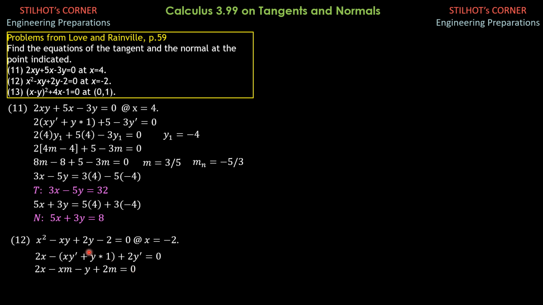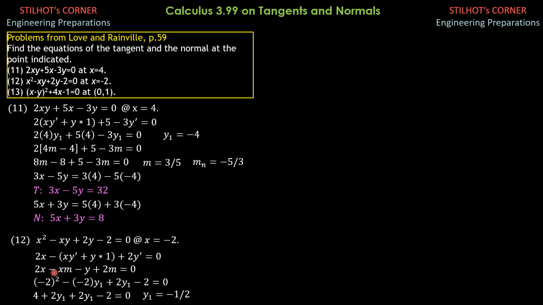Then we solve for y1 from the original equation by substituting x1 equals negative 2. So negative 2 quantity squared minus quantity negative 2 times y1 plus 2y1 minus 2 equals 0. We have 4 plus 2y1 plus 2y1 minus 2 equals 0. So 4y1 equals negative 2, so y1 equals negative 1 half. Having found y1 negative 1 half and x1 negative 2, we then find the slope in this equation.